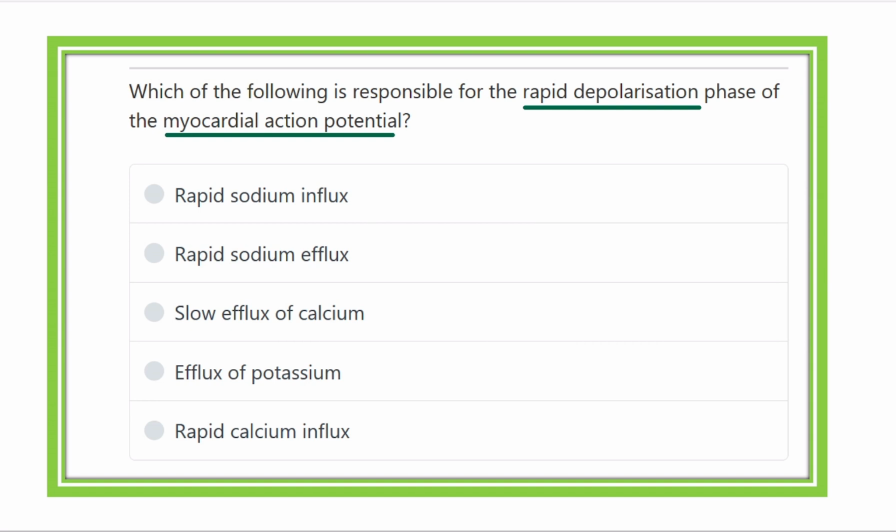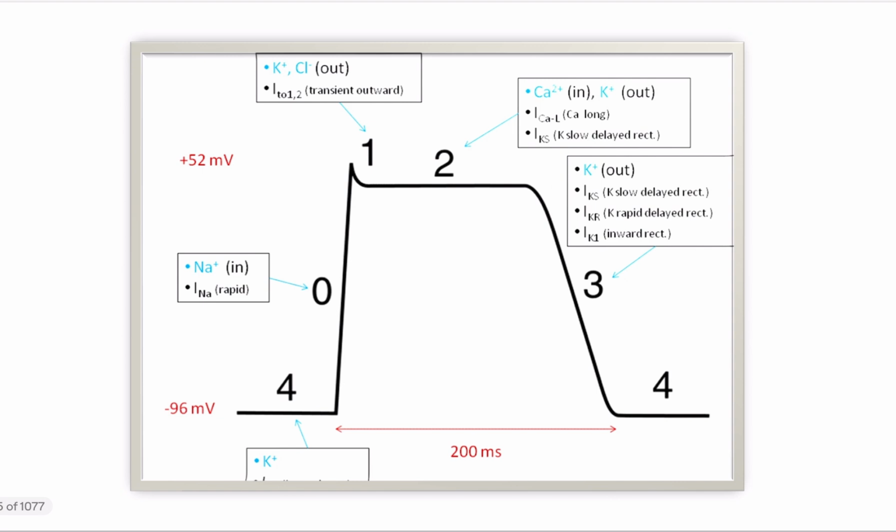So first of all, let's see an action potential. It is the action potential curve of a heart, or myocardium. Normally, the resting membrane potential of a heart muscle is negative. And first of all, what occurs? Rapid sodium entry occurs, and when there is rapid sodium entry, this action potential curve goes upward, because sodium is a positive ion.